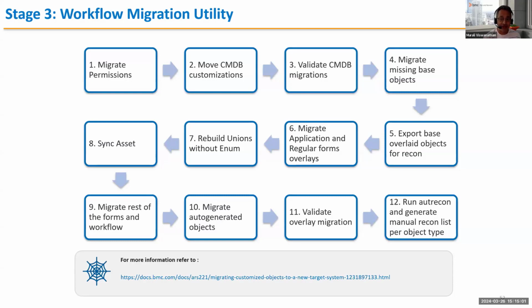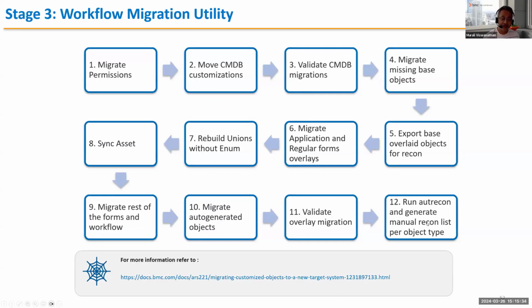Then it exports your overlays, exports your custom objects, and migrates them. It also does something called rebuild unions, so if something is missed with your custom views and whatnot, it helps with that. Then it runs the sync asset utility, for example, if it brings in some classes and attributes and they're not synced up with the asset module, it does that too. And finally, it runs something called an auto reconciliation. It's a separate tool, but it triggers that.